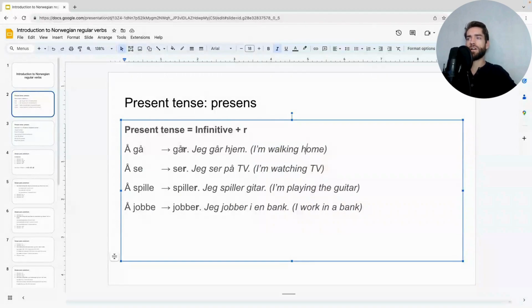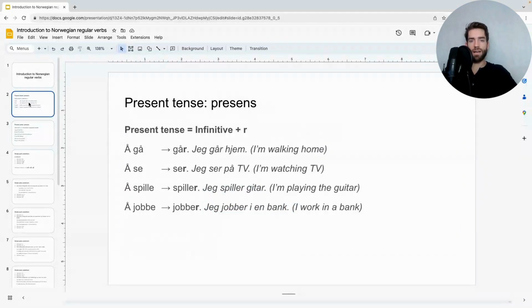Gå plus r, går. Se, to see or watch, ser. Jeg ser på TV. Spille, spiller. So notice how some verbs, actually most verbs, end with e in the infinitive. And again, we just put on the r. Jeg spiller gitar. I'm playing the guitar. Jeg jobber i en bank. I work in a bank. And that's it.